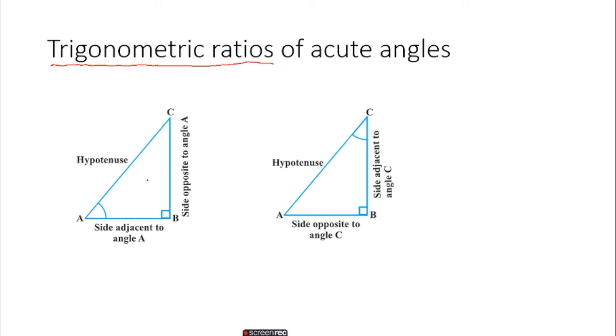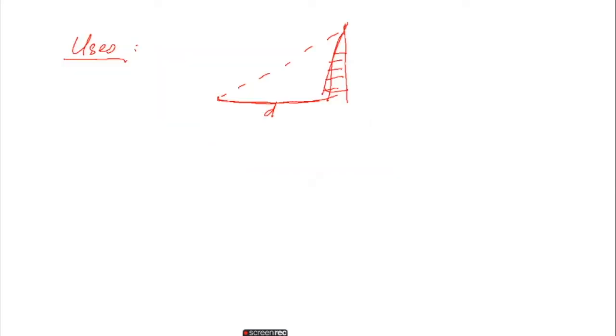So you know triangles, right angled triangles. Here you can see triangle ABC, right angled at B. ABC is a right angled triangle. You know the sides of a right angled triangle, we call it hypotenuse, base, altitude. Usually these are the names given for a right angled triangle.